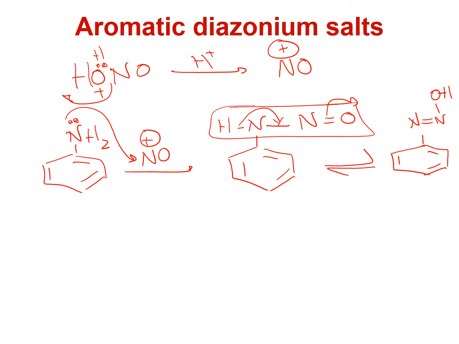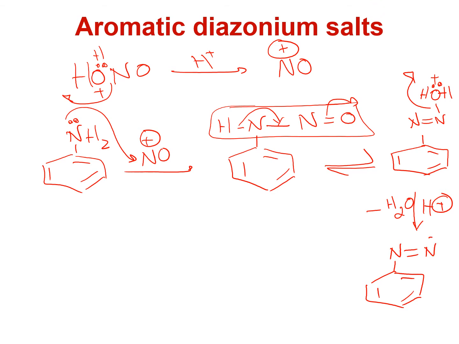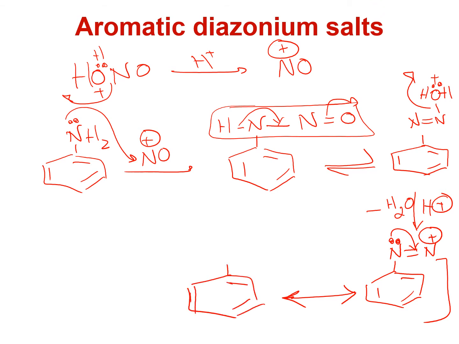You still have acid medium, and you have a lone pair of electrons on the oxygen, so you can protonate this oxygen, releasing water. You lose water, giving one of the forms of the diazonium salt. This is one of the forms of the diazonium salt, and the other form is when this nitrogen resonates its electrons to the second nitrogen and carries the positive charge in its place. This one is the preferred structure of diazonium salt.